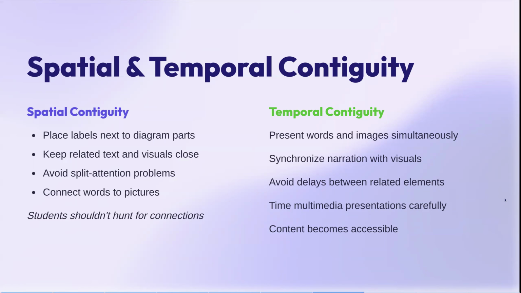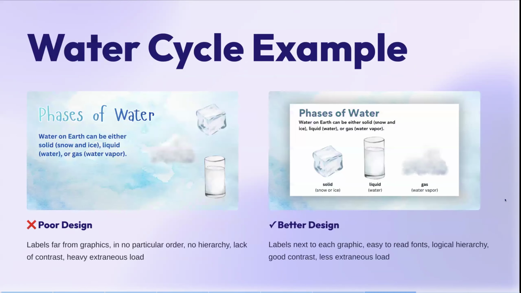Let's look at a quick example. Let's say you're teaching the water cycle. If your labels are on one side of the slide and the diagram is on the other, students have to mentally connect them. But if the labels are right next to each other, learning becomes much easier.